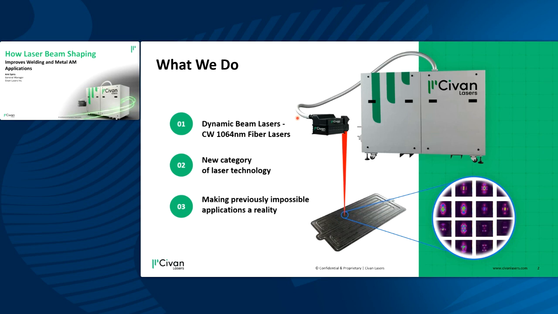So I will focus on the dynamic beam laser, which is the laser that we make at Civan Lasers. It's a fiber laser with a wavelength of 1064 nanometers. What is unique about this laser is that in the focal plane, we are able to generate any arbitrary beam shape in very high detail, which allows us to achieve applications that are not possible with other beams.